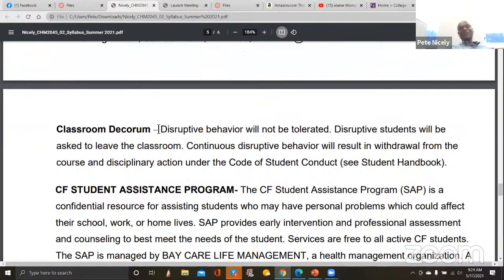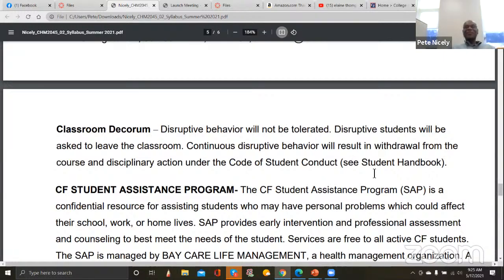Classroom decorum. Well, we're in an online environment, so in terms of disruptive behavior, I don't think there's anything much to say, excepting that when you turn on the camera, make sure that you're presentable, dressed appropriately. And I would suggest that you remain muted unless you have a question to ask, because sometimes background noises can interfere with the conductance of the class. So that's basically pretty much all I can think of in terms of what I expect of you with regards to classroom decorum. All right.